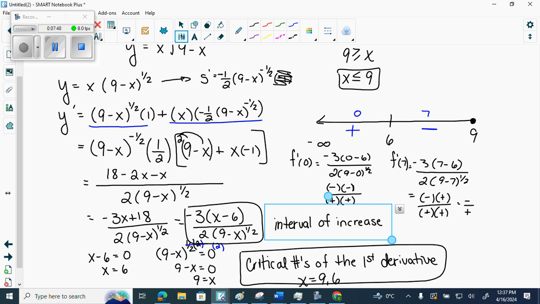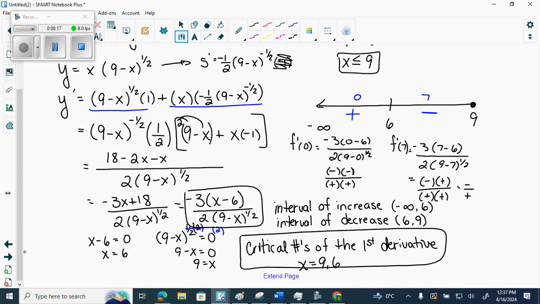And remember, you could look in your calculator and see if you're right. It should be increasing in your calculator from negative infinity to 6. And interval of decrease. Well, you could put a square bracket in.